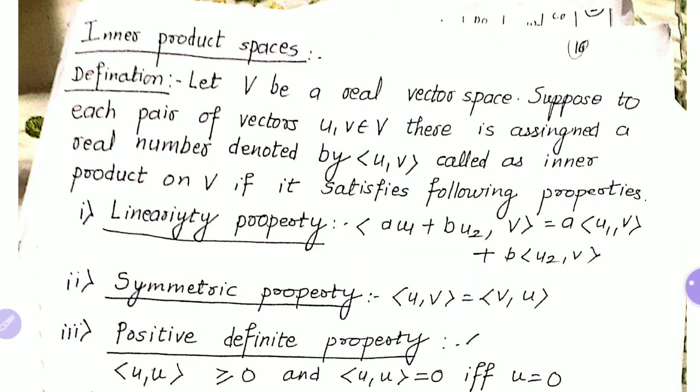So whenever, for a given vector space, the vectors of that vector space satisfy these three conditions, then that vector space becomes an inner product space, because it satisfies these three conditions of inner product.